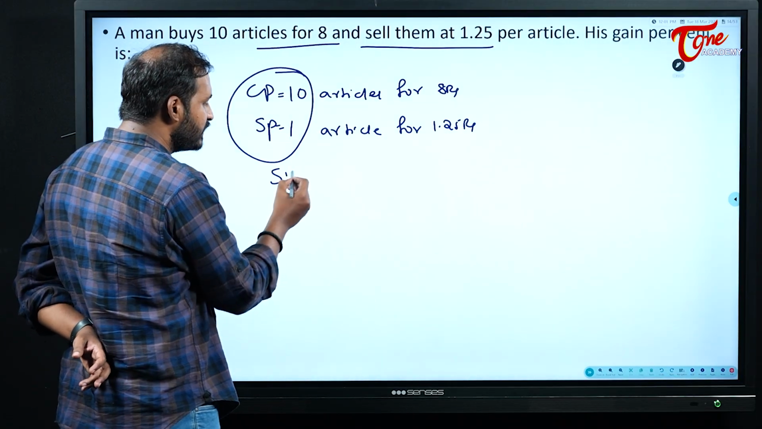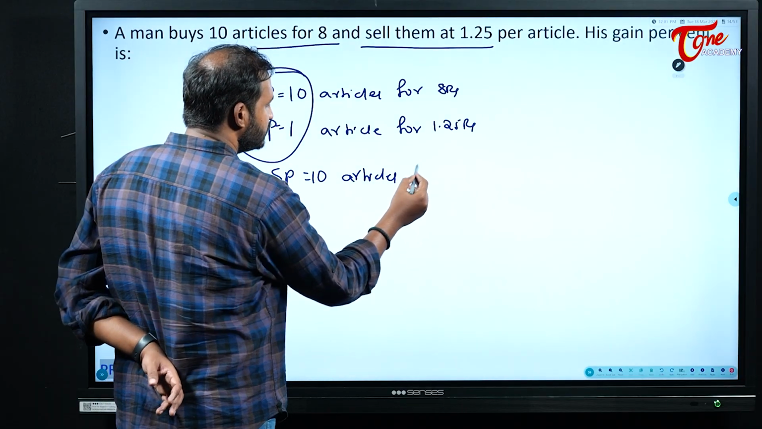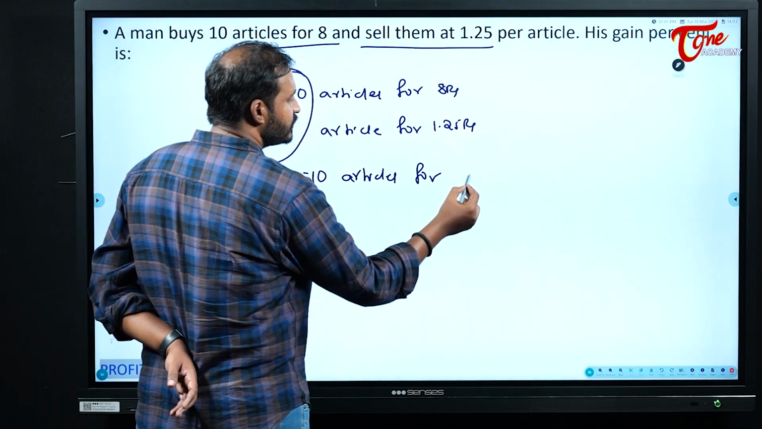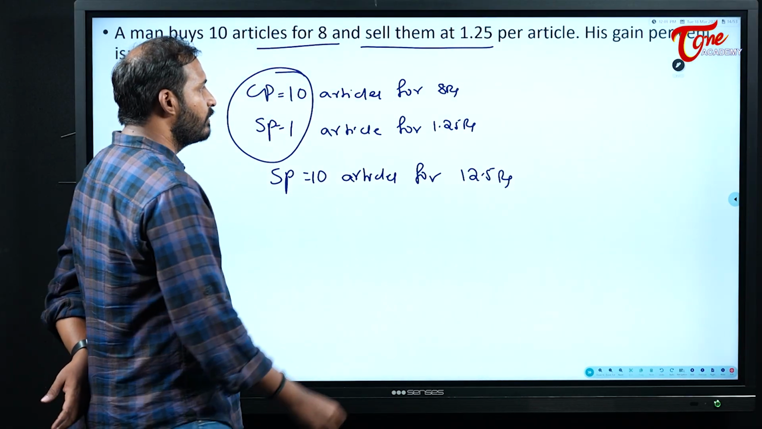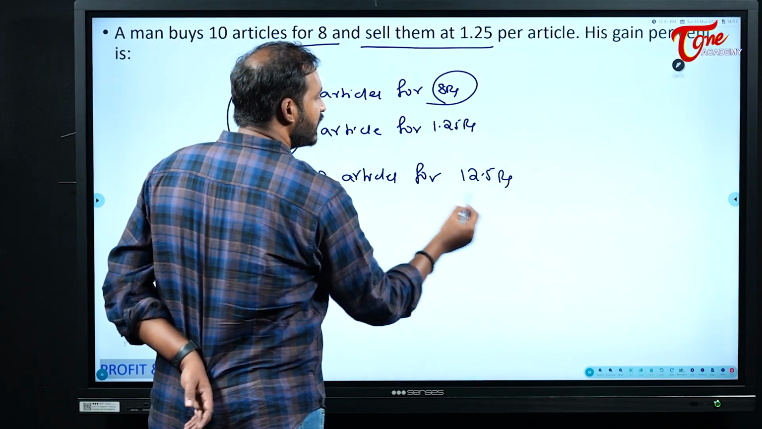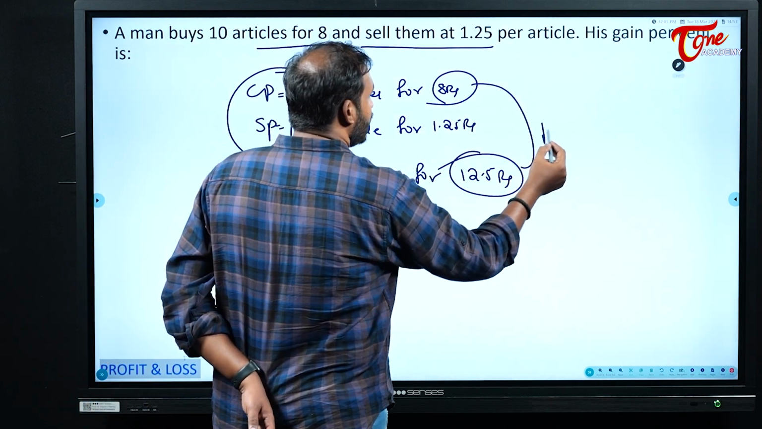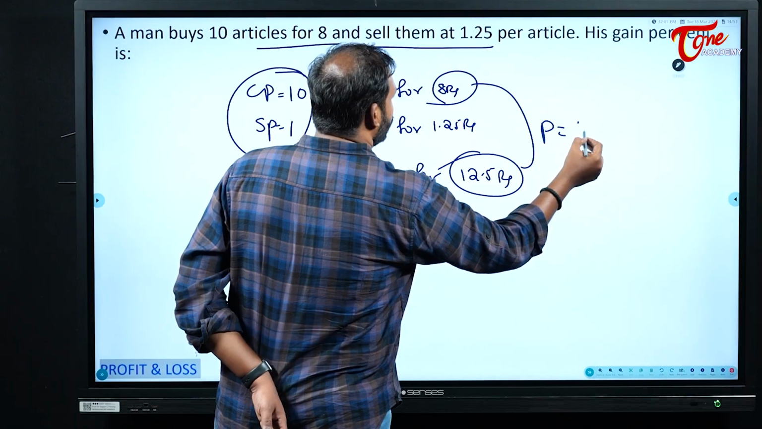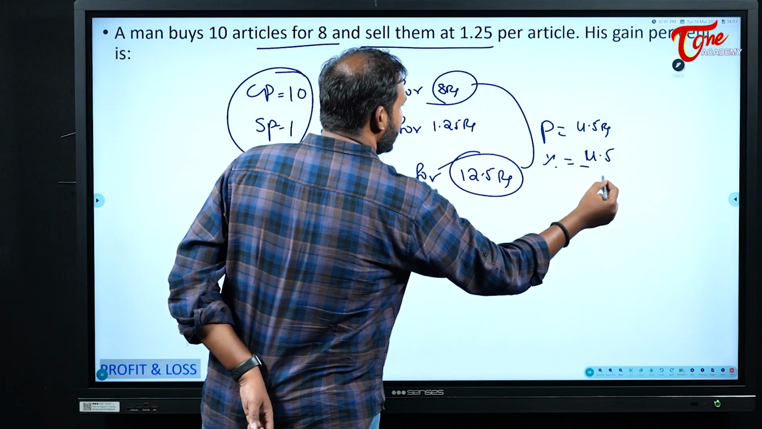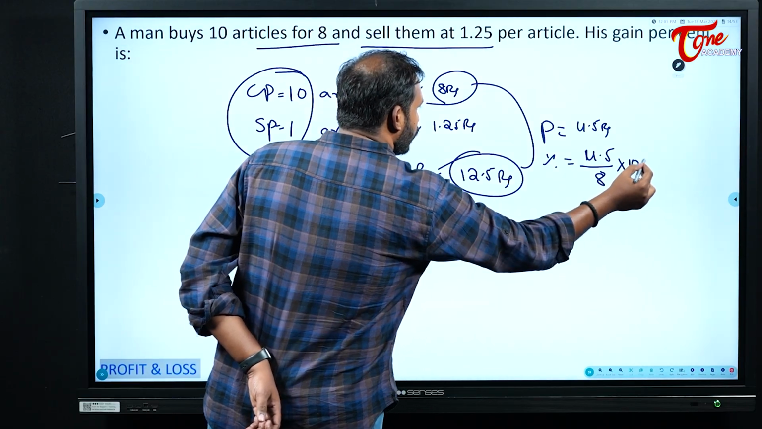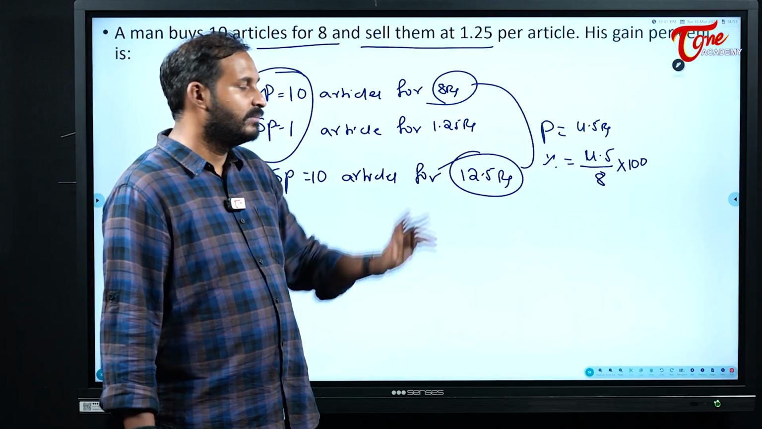So, what will be the selling price of 10 articles? 12.5 rupees, right? Why? Because 10 into 1.25 becomes 12.5. That means he spent 8 rupees and in return he got 12.5 rupees. That means profit or loss? Definitely profit. And what is the profit he is getting? 4.5 rupees. But percentage of profit means 4.5 by 8 into 100. Please be careful. 4.5 by 8 into 100.